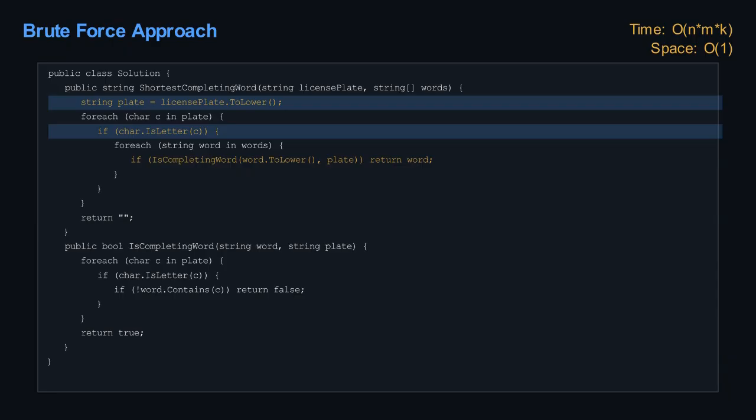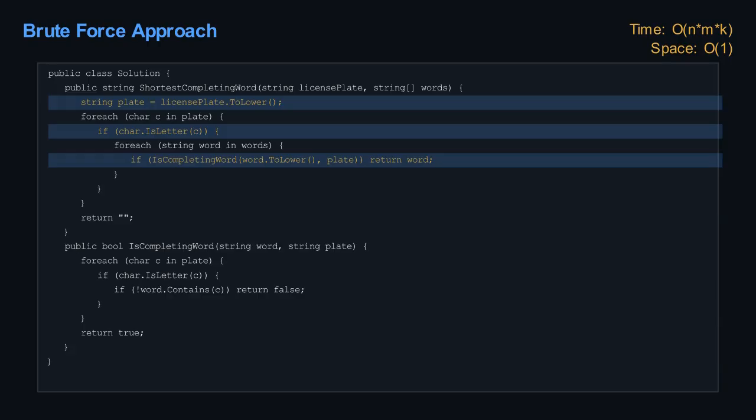This approach is slow because for every single letter in the license plate, we are scanning through every word, and inside that we are scanning through every character of the word. In technical terms, if N is the number of words, M is the average length of a word, and K is the length of the plate, our time complexity is O of N times M times K. This is because we have three nested layers of searching. We are repeating the same work over and over, scanning the same words multiple times for different letters.